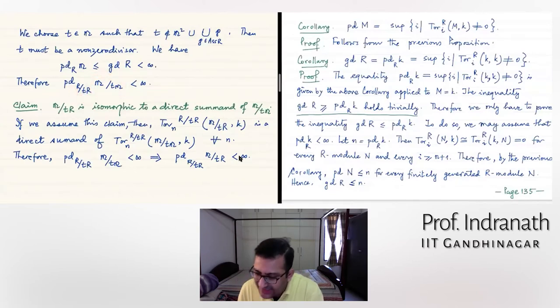Okay, now comes this claim that M mod Tr, you know what it is, is isomorphic to a direct summand of M mod Tm, and let us see how we use this, right? So if we assume this claim, then this is a direct summand of this. Is that clear? If you assume that this is isomorphic to a direct summand of this, then Tor, how does it distribute over direct sums? Does it safely distribute? Do you remember some results from our lecture 3 or lecture 4, whatever, I don't remember. Can we say this?